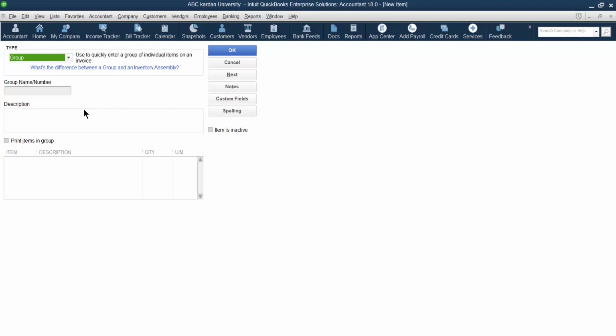For example, each time they order, they purchase 100 mouse, 200 printer, and so on, or keyboard, whatever you have. If they regularly purchase a particular product, there is no need to enter those items individually each time. It is time consuming. So for that purpose, make a group.